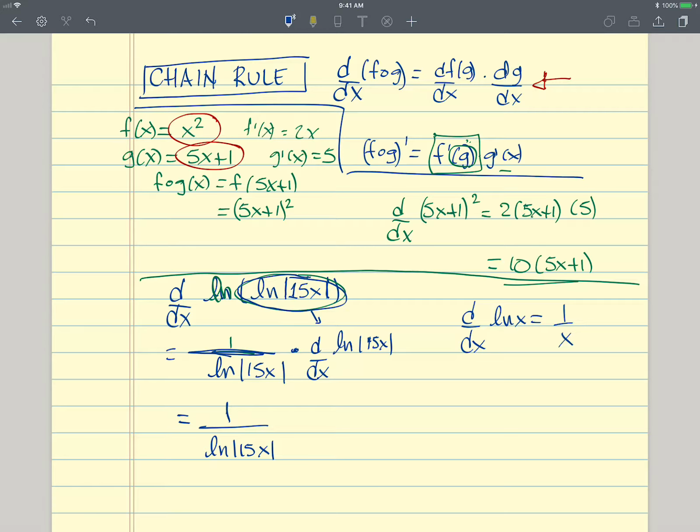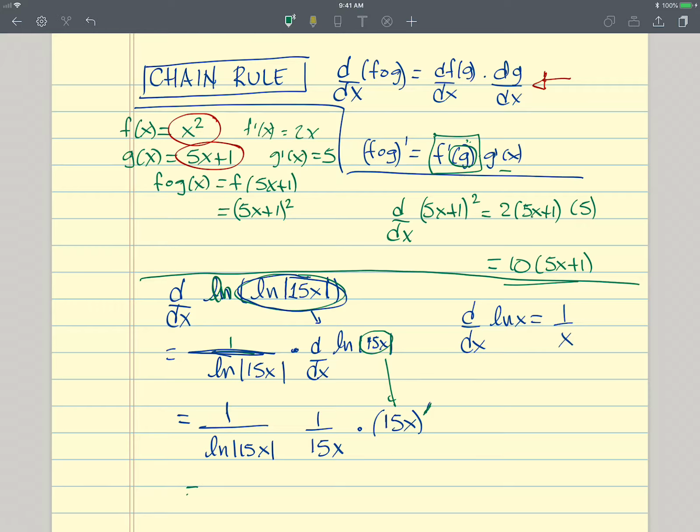And what is the derivative of natural log of 15x? Well, it's again 1 over 15x times the derivative of 15x. I'm writing too many steps here, but I have to do another chain rule here, right? The derivative of this part is again 1 over this quantity, then times the derivative of that. So this derivative is 15.